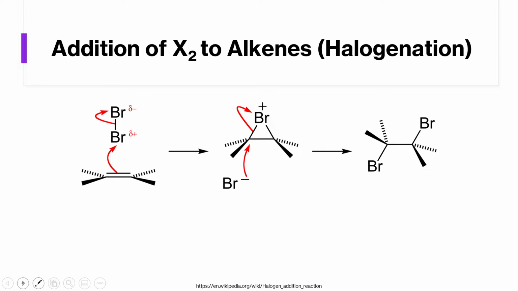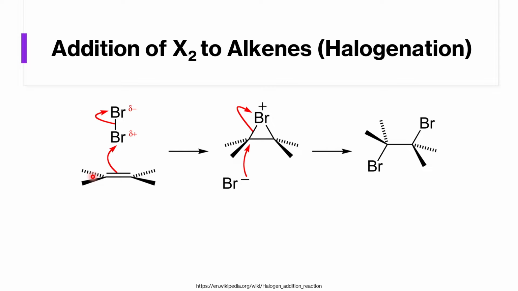The first reaction that I want to look at is the addition of X2 to alkenes, also known as halogenation. In other words, we're putting 2 halogens, which are marked as an X, so this could be fluorine, chlorine, bromine, or iodine, adding them to an alkene, somewhere where there is a double bond.